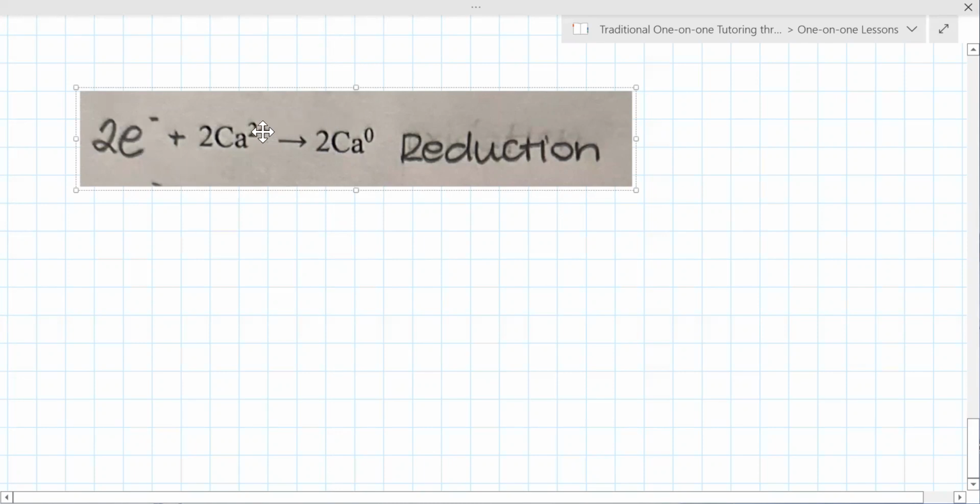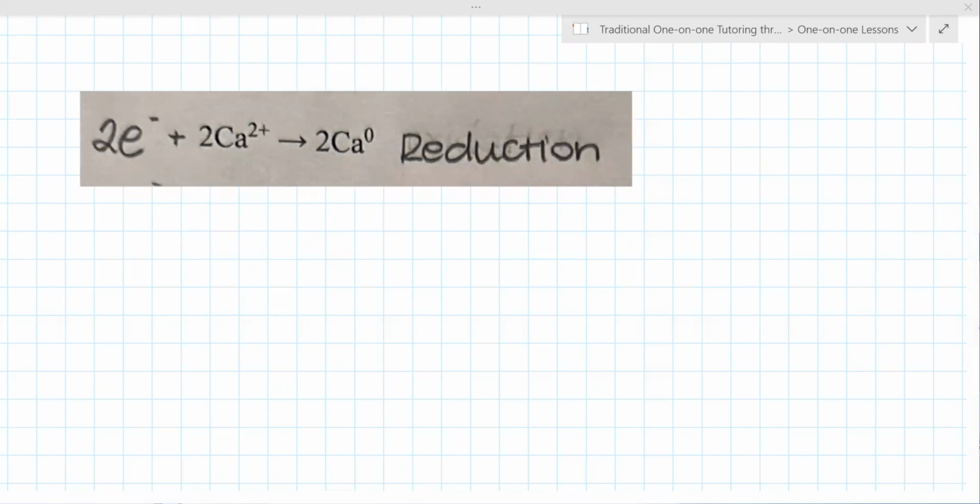What I noticed is that whenever it was reduction, you always added electrons to the left side, and that's a rule. Now, how many you add is based on the exponent here. I don't remember what this is called. The charge. Charge. Thank you. And that's it. The other possibility is oxidation, and the electrons go on the right.